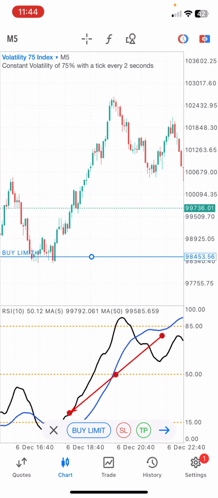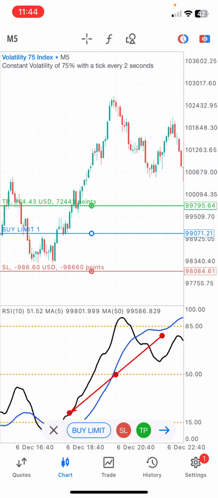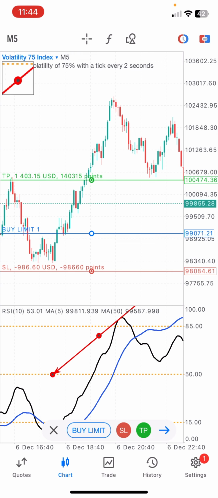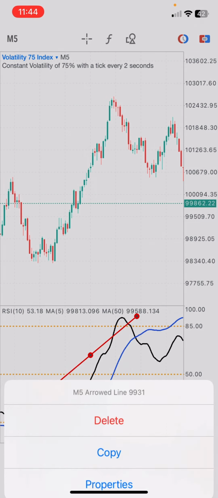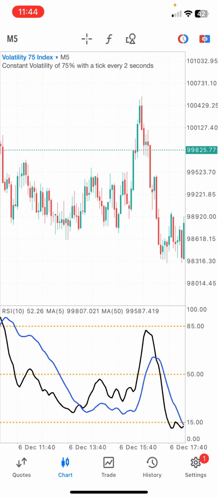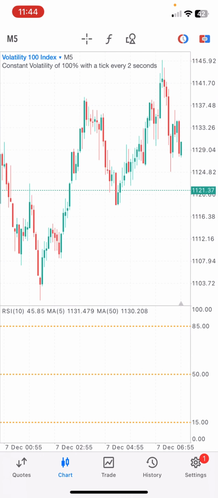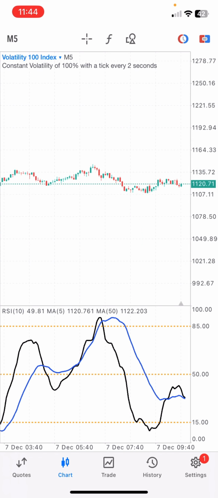I've already taught you your stop loss and your take profit. Your entry is right here. Stop loss will always be below, and your take profit will be almost at this area right here. Or you can just use your indicator, which is 50% of the RSI or 85% of the RSI. As simple as that, guys. Let me show you another example on the VIX 100 index.